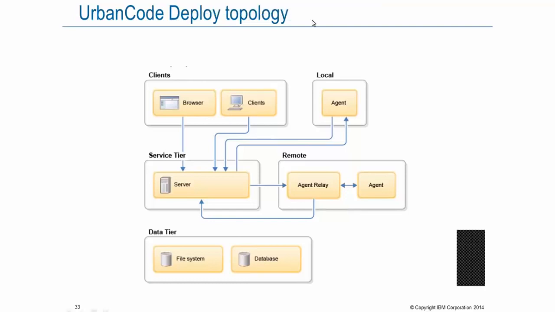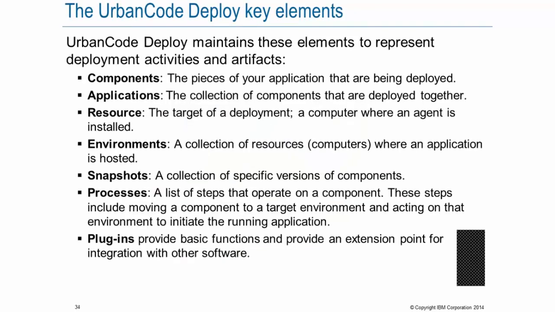So the key elements are, we're talking about what components are. These are the main elements that are represented in the model, the key elements of the UrbanCode Deploy. The components are the pieces of your applications, as I mentioned. They represent your WAR file or your SQL files or a set of content. The application is a collection of those components deployed together.